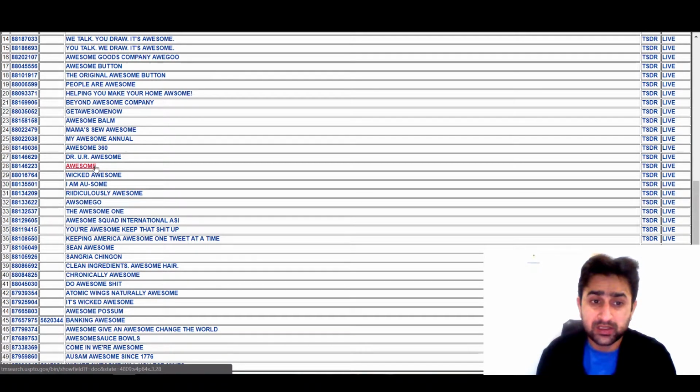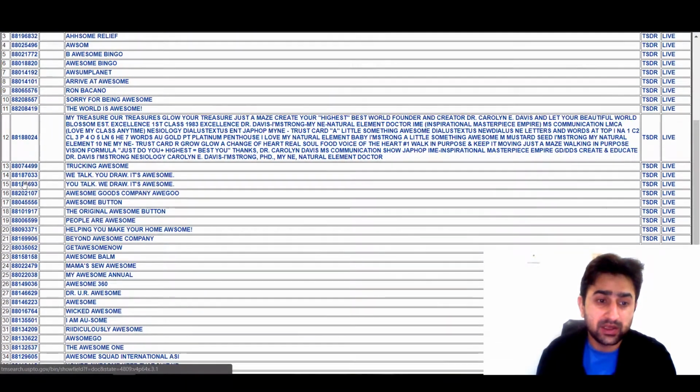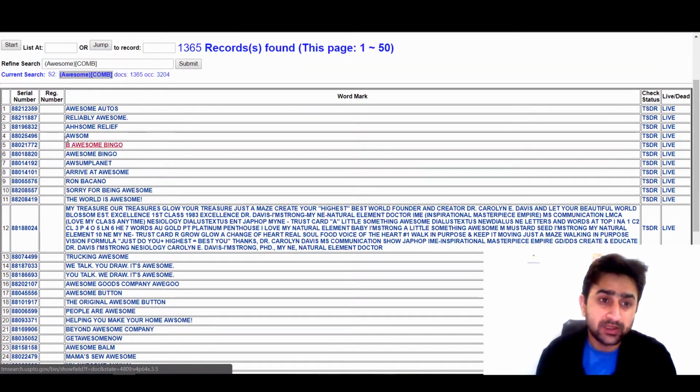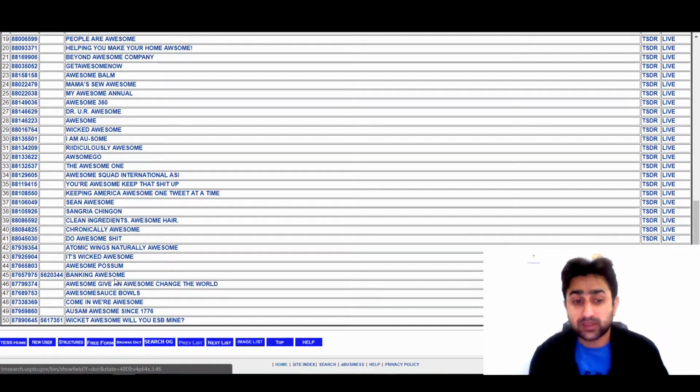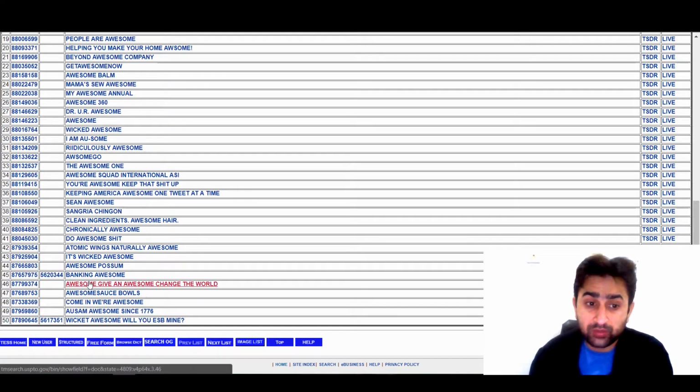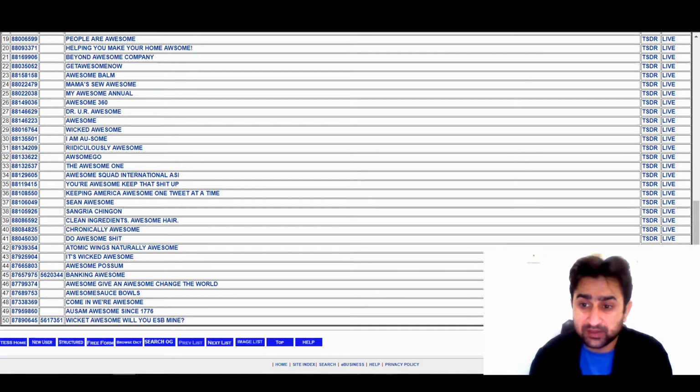For example, this one, awesome, here you can see that it is actually live, and there is a serial number for it. So what you are going to check is whether the trademark phrase has any registration number or not. If it has a registration number, it means that this phrase is protected and you cannot use it. So there is more to this than just checking the registration number and phrases and the status of the trademark as live or dead.